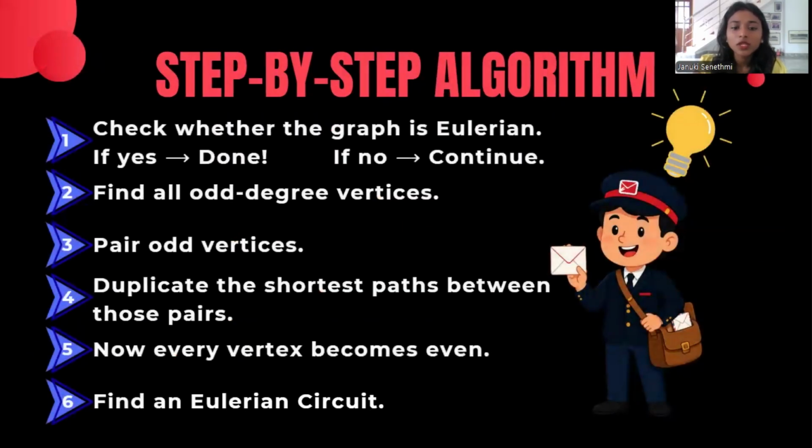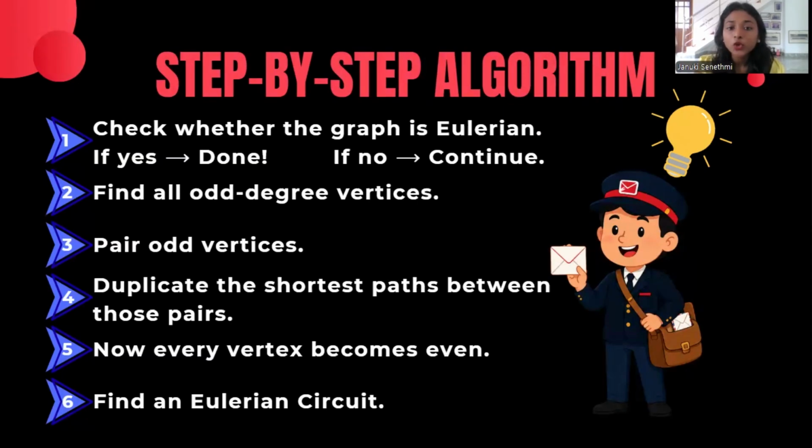Let's go through the complete algorithm step by step. Step 1. Check whether the graph is already Eulerian. If every vertex has an even degree, you are done. Step 2. Find every odd degree vertex. Step 3. Pair odd vertices together. Step 4. Find the shortest path between each pair.